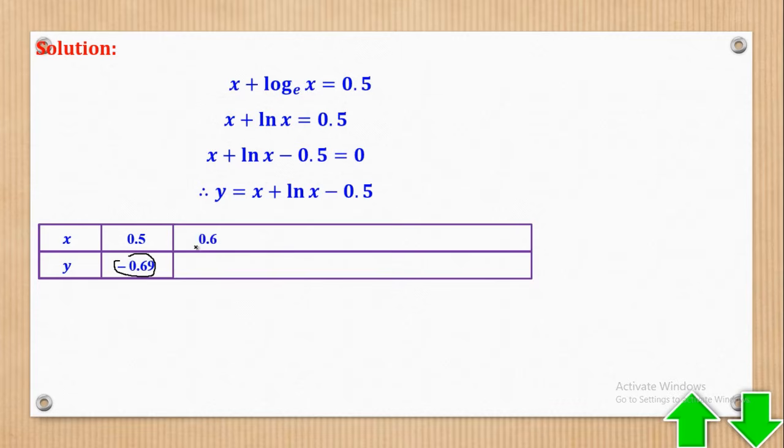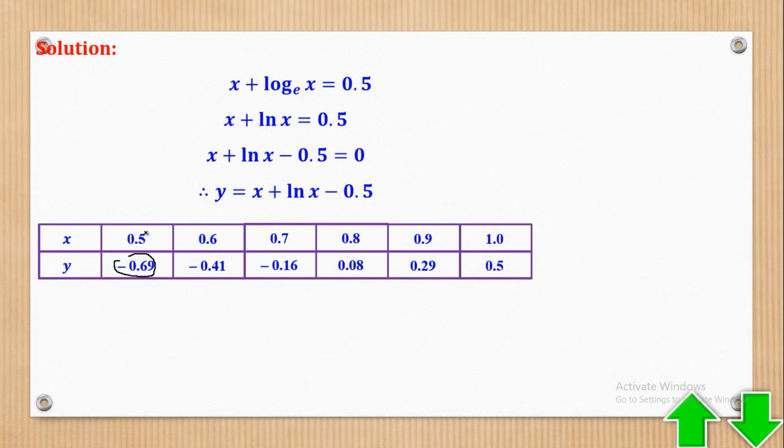So when x is 0.6, y will be that. When x is 0.7, y will be that. When x is 0.8, y will be that. When x is 0.9, y will be that. And lastly, when x is 1, y will be that.